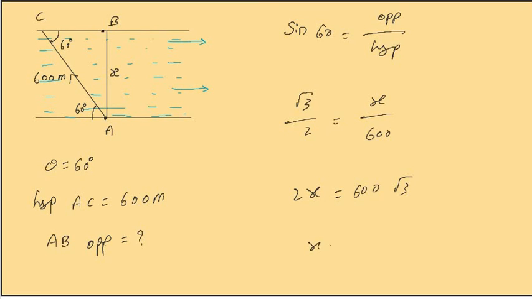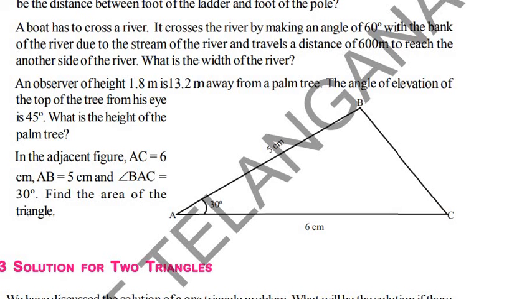x is equal to 600 root 3 divided by 2. 2 ones are 2, 2 threes are 6, 300. So the answer is x is equal to 300 root 3 meter. Is this the answer? That's it.